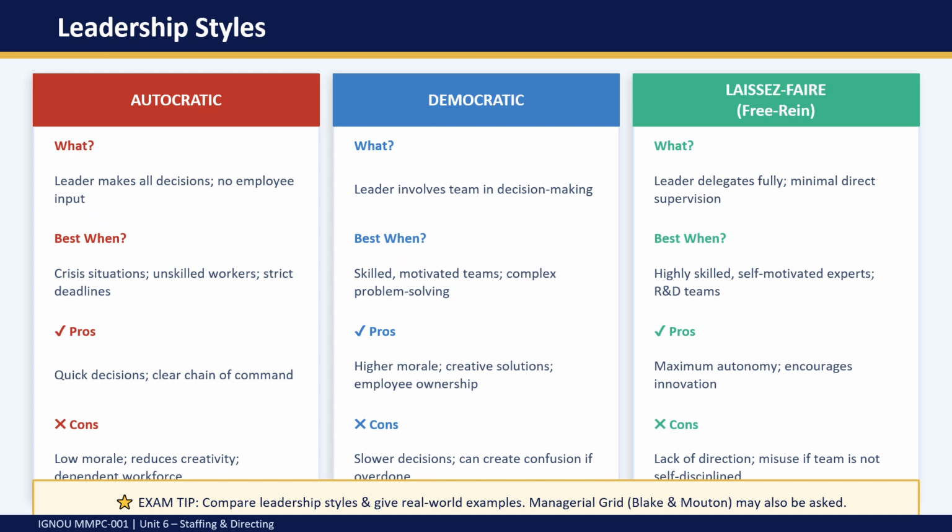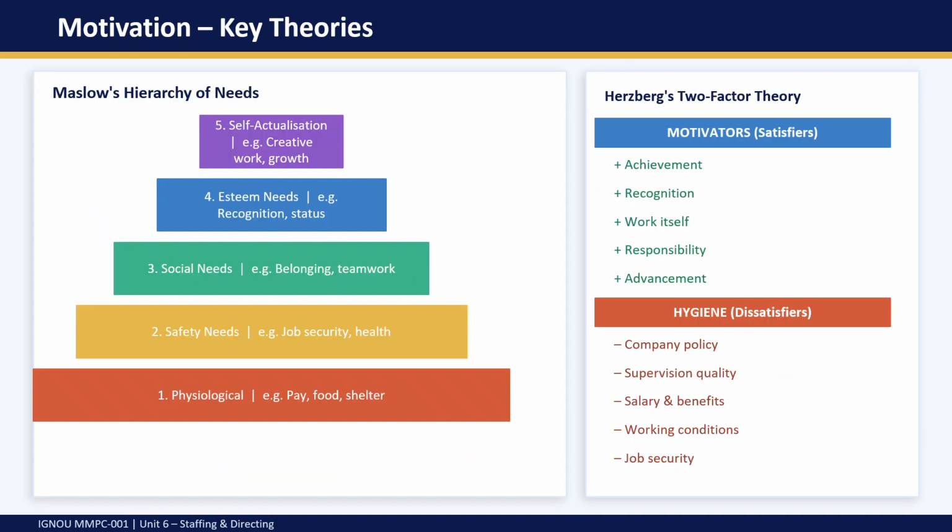The managerial implication is clear. Once a lower level need is satisfied, it no longer motivates. Managers must understand where each employee is on the hierarchy and address their current unmet need.